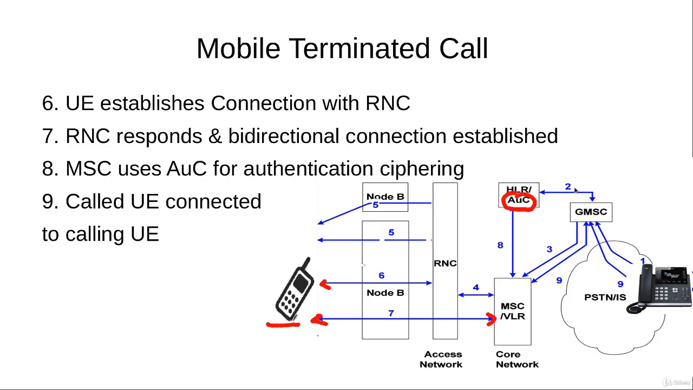And once this user equipment is authenticated, then MSC would send the ringing tone to this user equipment. And so the user of this mobile would start hearing the ringing tone. And this ringing tone would also be sent back to the gateway MSC, and from the gateway MSC it would be sent to this user. And once the user of the mobile picks up the phone, then the bidirectional call between the user equipment and this telephone would be established.